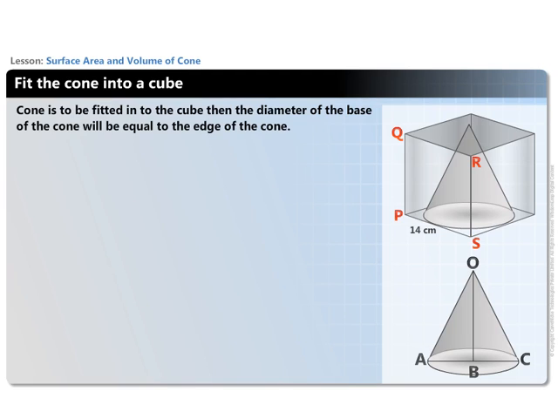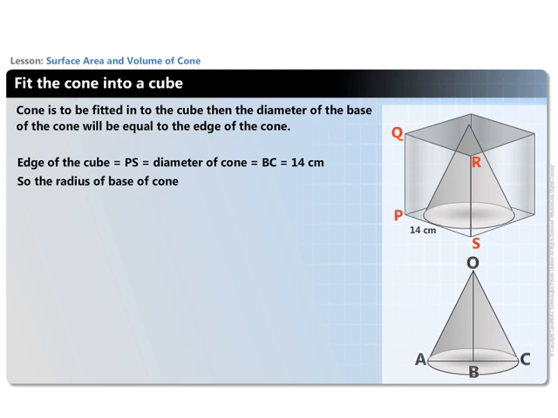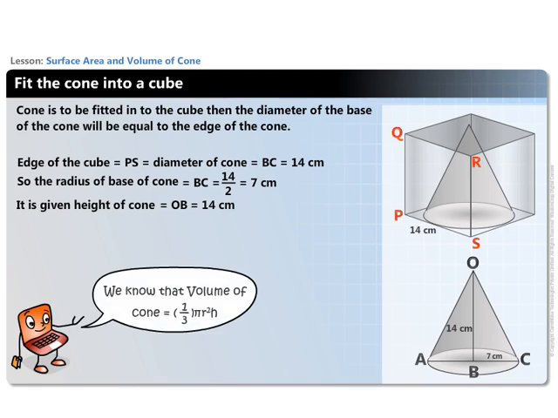When a right circular cone is to be fitted into the cube, then the diameter of the base of the cone will be equal to the edge of the cube. Then, the edge of the cube will be equal to the diameter of the cone, which is equal to 14 centimeters. Since radius is half the diameter, the radius of the base of the cone is 14 by 2, which is equal to 7 centimeters. It is given that the height of the cone is 14 centimeters.